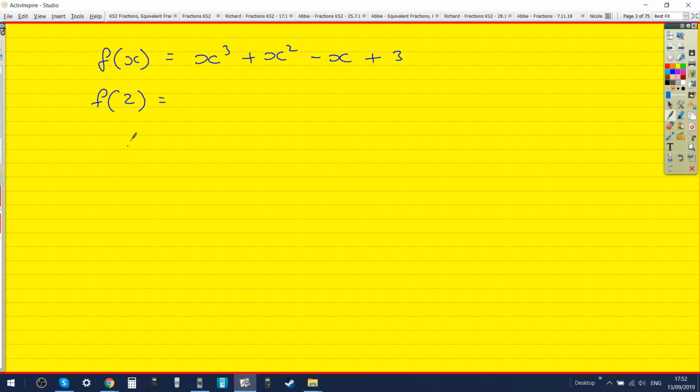2 cubed is 8, plus 4 minus 2 plus 3. That gives us 12. 12 minus 2 is 10, plus 3, 13. Yes. What is the equation of the f of x minus 5? So just as an equation.